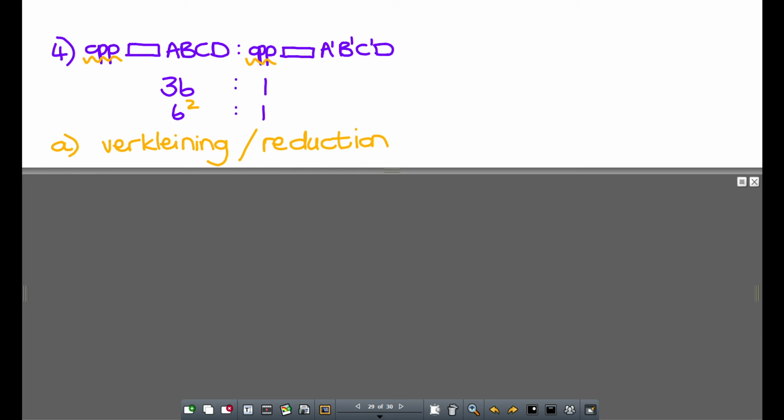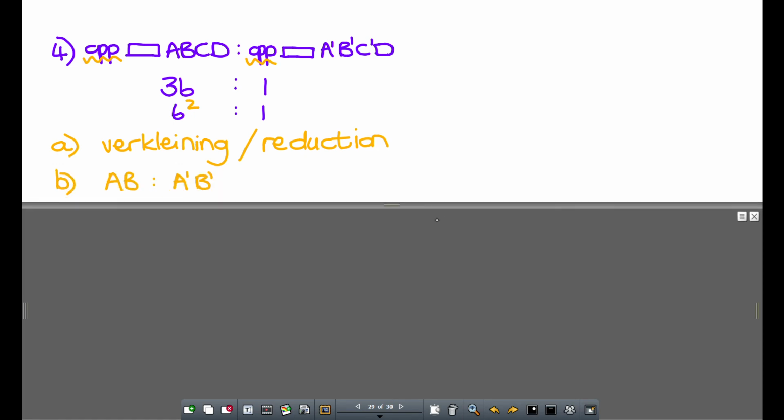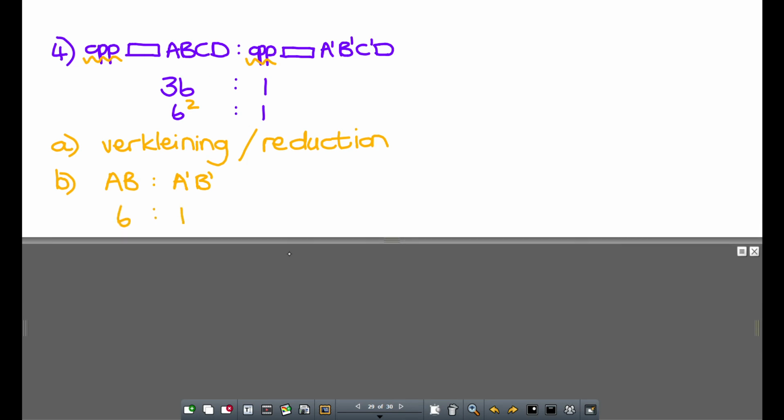Okay. Right. Then at B it says, is the enlargement or reduction proportional? State the ratio of AB to the new AB. Now, AB, they're actually talking about a side of that rectangle, right? So that AB would be from this one, so that would be 6, and the new AB would be from that rectangle, so that would be 1. Do you guys understand? 6 to 1. Okay.